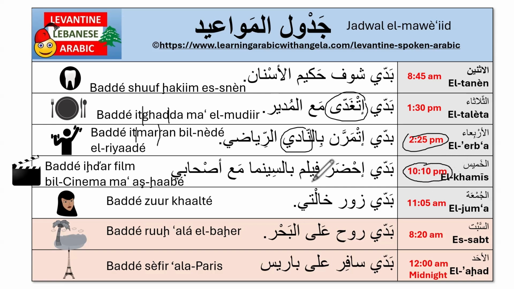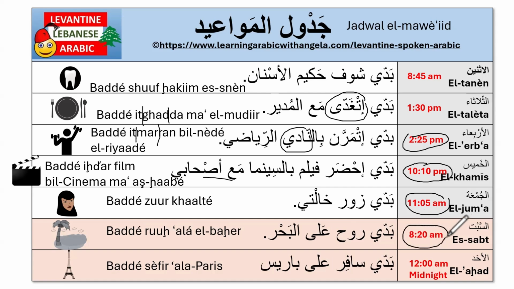بدي احضر فيلم بالسينما مع أصحابي. I want to watch a movie in the cinema with my friends. أصحابي, my friends. الجمعة الساعة 11:05. We can say قبل الظهر, before noon. بدي زور خالتي. I want to visit my maternal aunt. بدي زور.